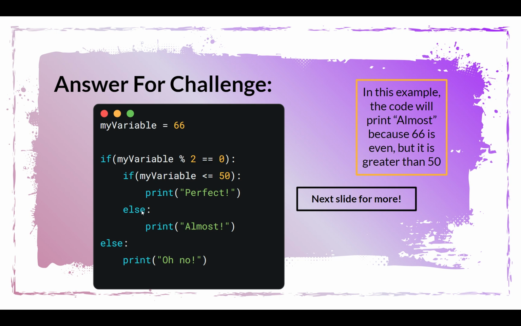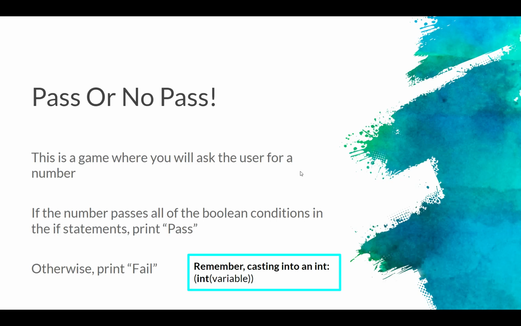Otherwise, if only this first one is true, it'll print almost, and if neither of them are true, it'll say oh no. So in this example, it'll be almost because it covers 66, so it is even, so it'll hit this first one, but it's not less than or equal to 50, so it won't hit perfect, it'll only hit almost.